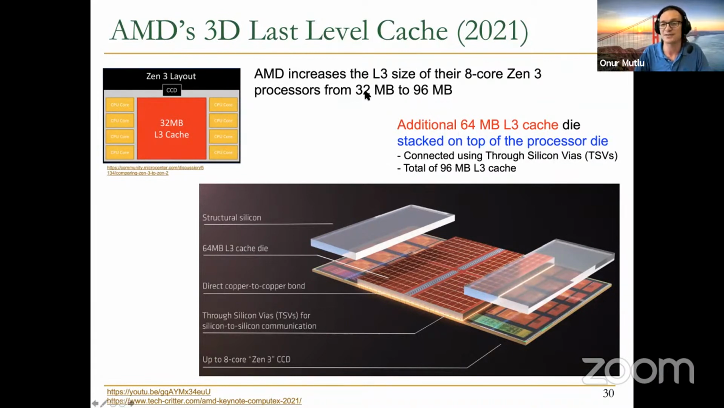So they increased the size from 32 megabytes to 96 megabytes. So they have an additional 64 megabyte L3 cache stacked on top of the processor die. And it's connected using through silicon vias that go up 3-dimensional. And they get very high bandwidth also into this cache. Not as good as the cache that is on die, of course, but it's still quite good. But the capacity of your cache is very highly improved right now, as you can see. And this was introduced, I think, earlier this week.